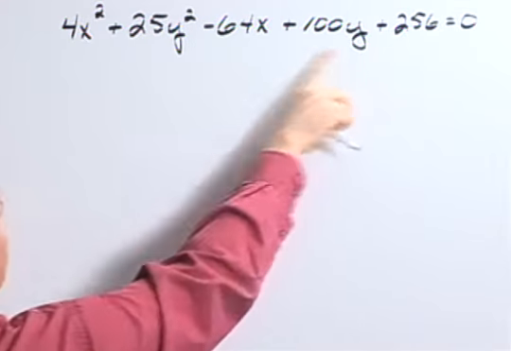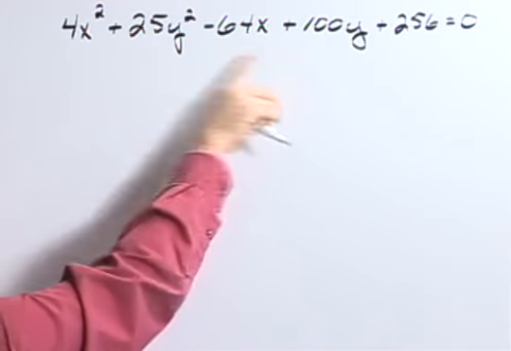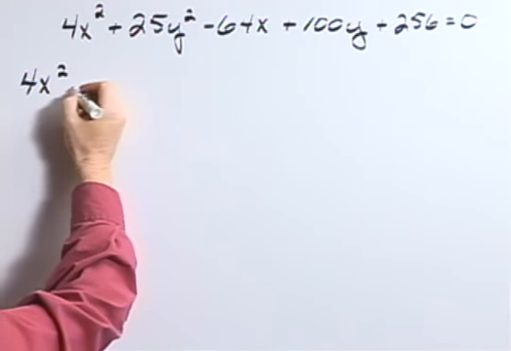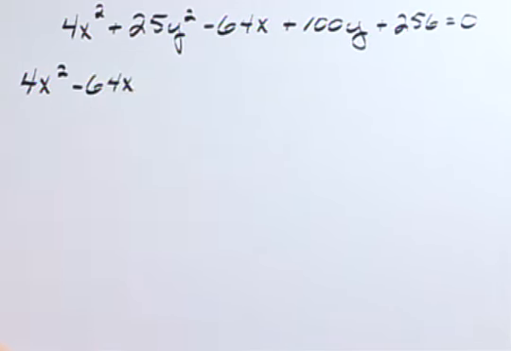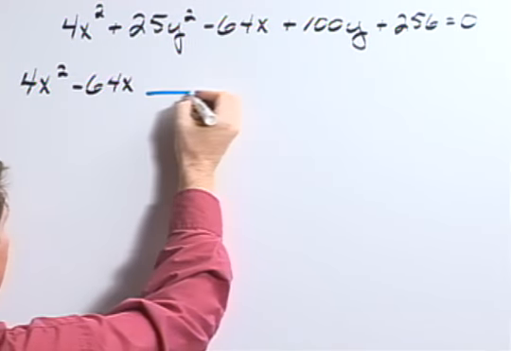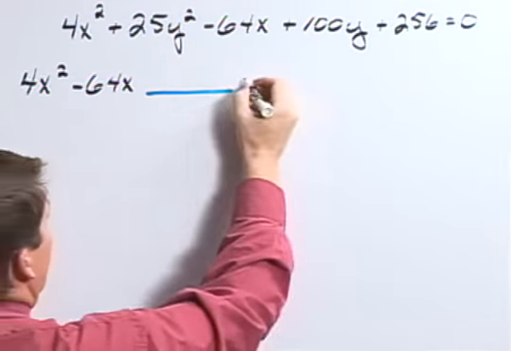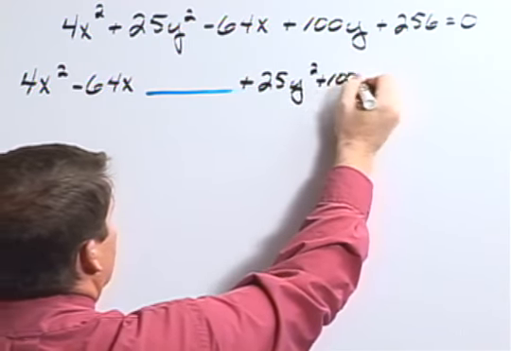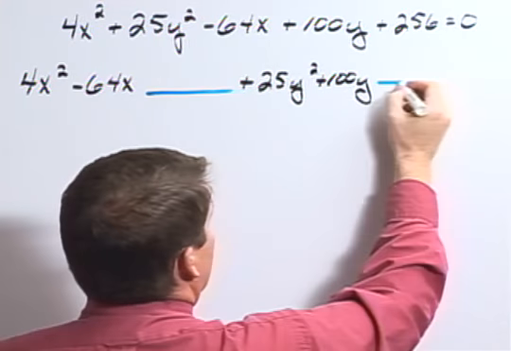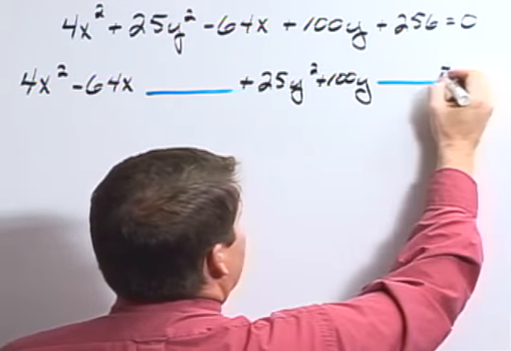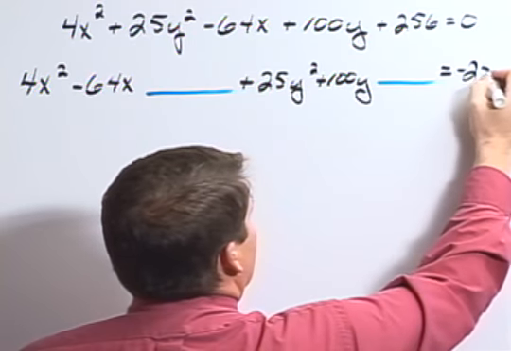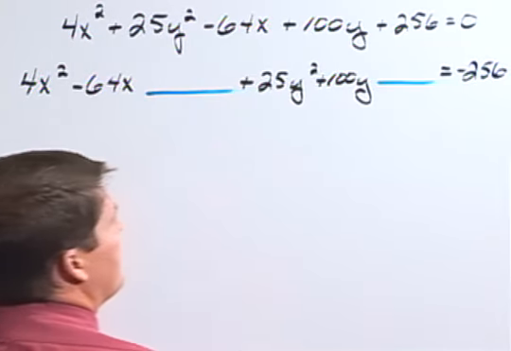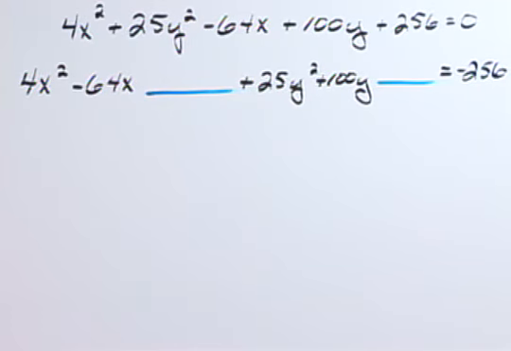Since I want to rewrite this in ellipse form, let's reorganize it, putting the x's together. So 4x squared minus 64x. Let's put our y's together. So plus 25y squared plus 100y, and let's make this equal to negative 256. The negative 256 comes from subtracting 256 from both sides of the equation.